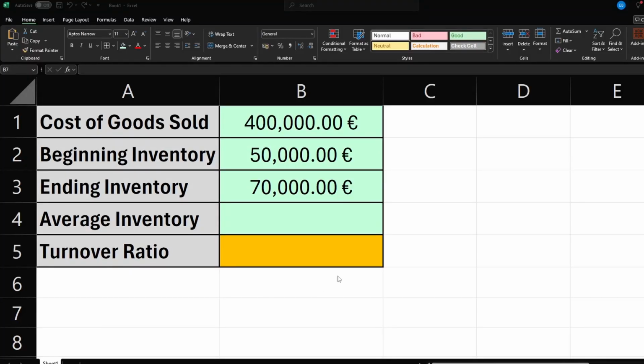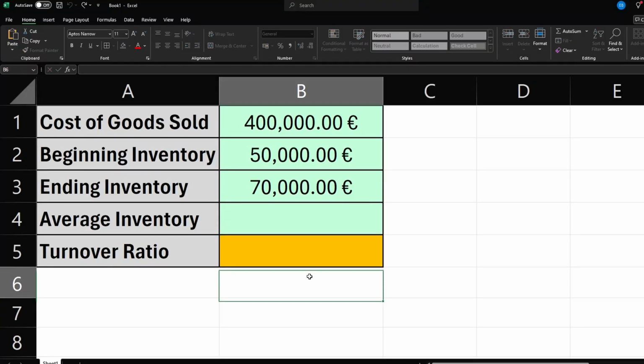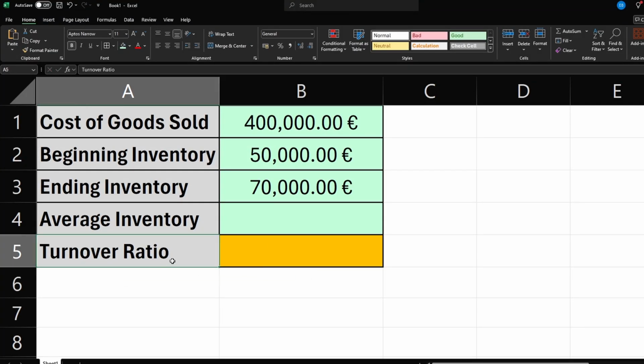Hey everyone. Today, we'll cover turnover ratio. This ratio measures how many times a company sells and replaces its inventory over a given period.